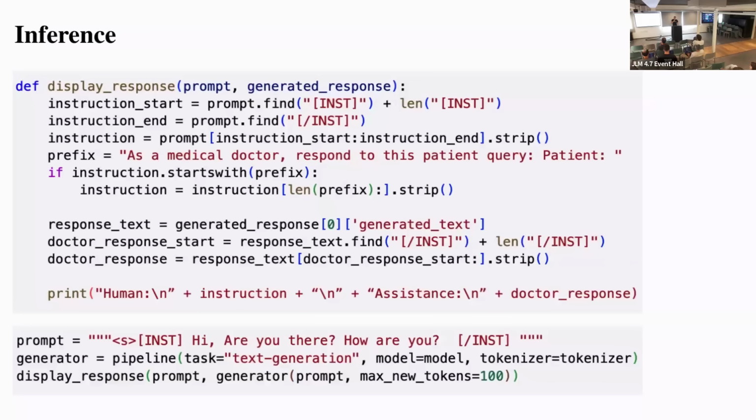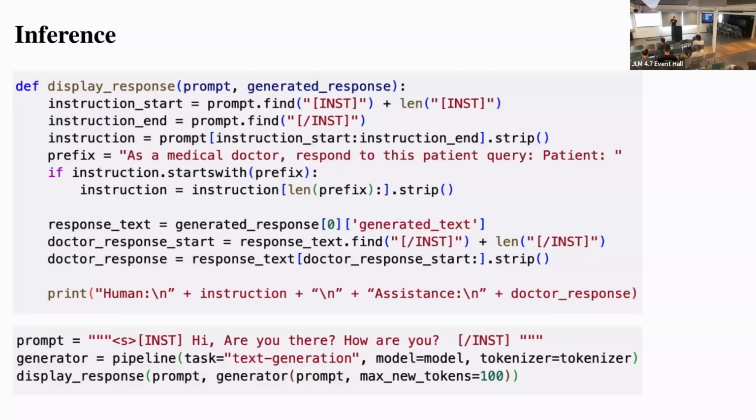Okay, and this is only for the first use, but this function will be for future use. So here we have the prefix: "As a medical doctor, respond to this patient query. Patient:". If the instruction starts with this prefix, we want to take as the instruction everything after "patient", so all of the symptoms that the patient complains about. But for now, we have just the generic message of "how are you there?", so we're not going to this condition.